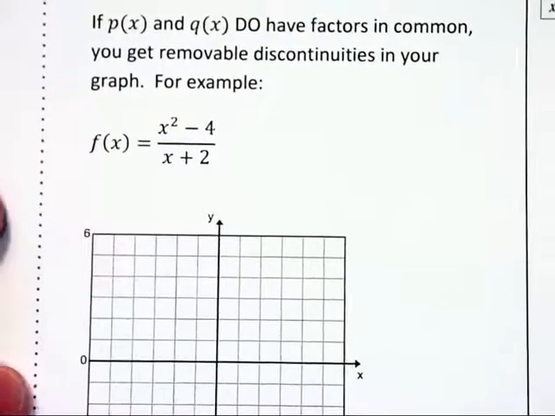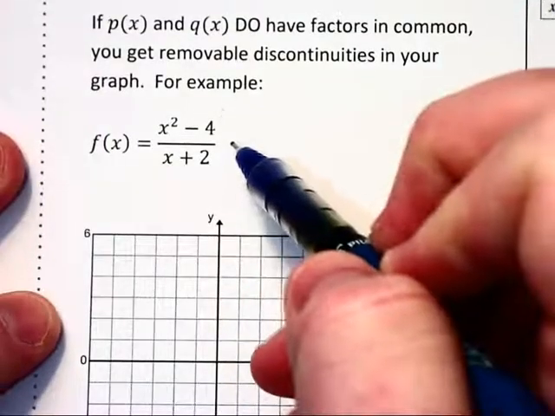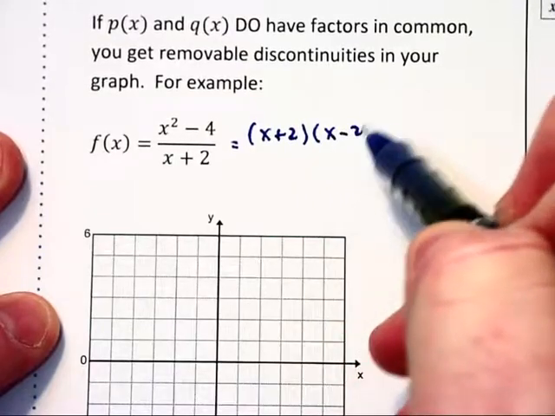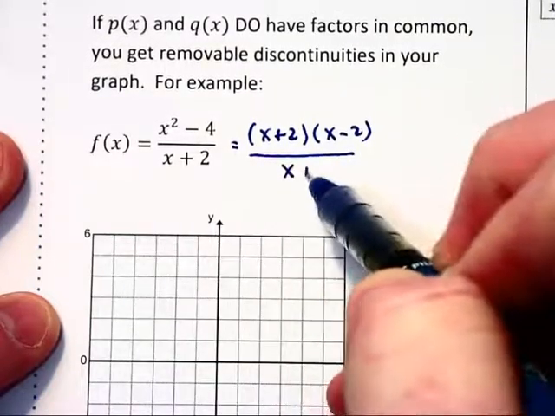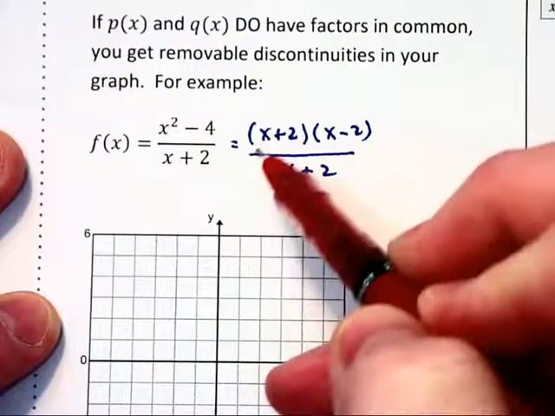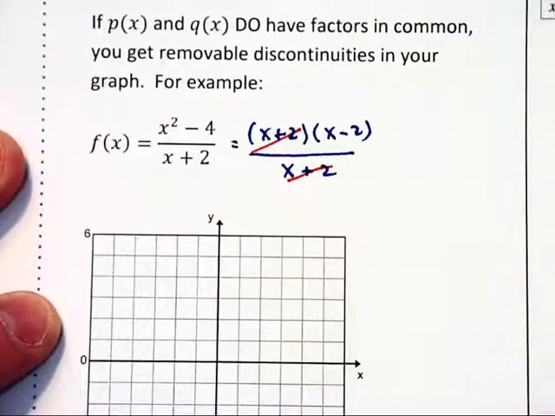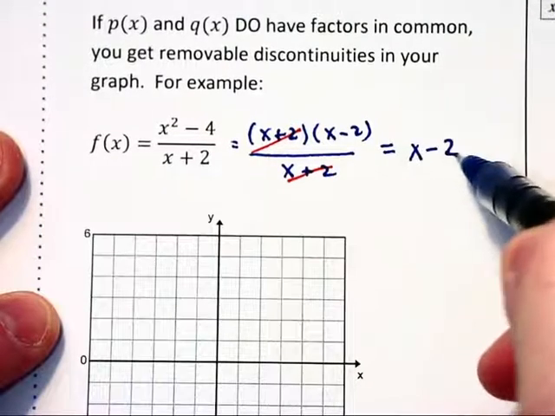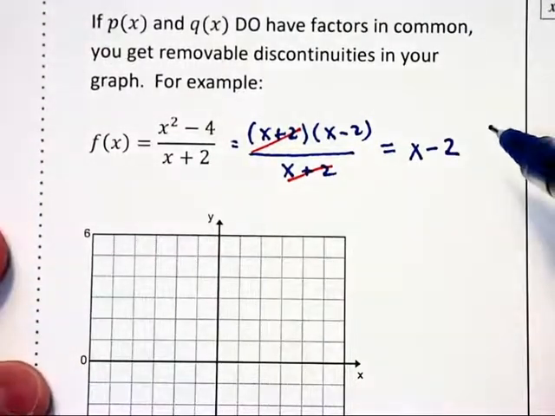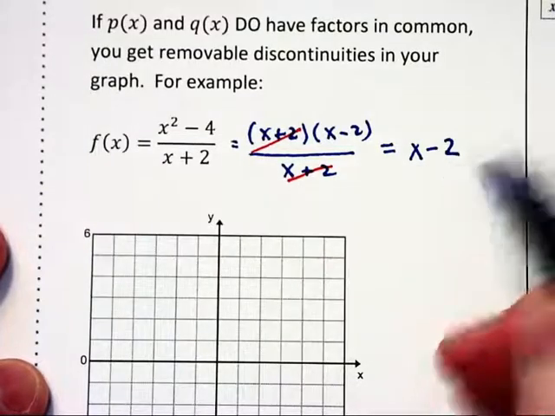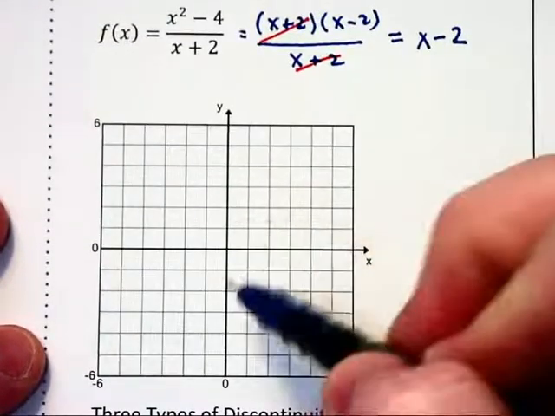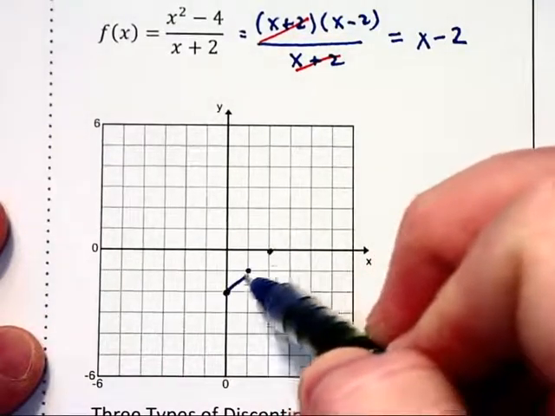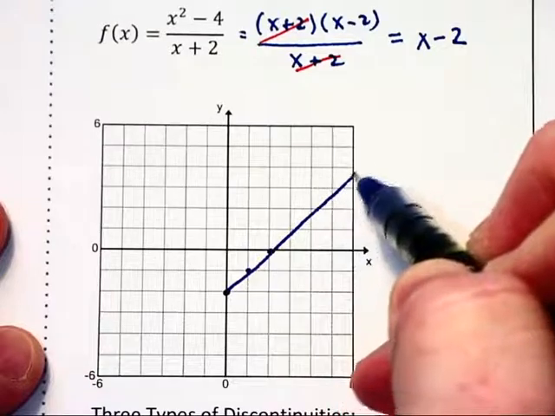In this first problem, we notice that the numerator factors into x plus 2 times x minus 2, and that this will cancel with the denominator there. The x plus 2's cancel out, and this rational function is basically equal to x minus 2. Now, you know how to graph x minus 2. It is a diagonal line having a y-intercept of -2 and a slope of 1. And it would be the graph of a line.